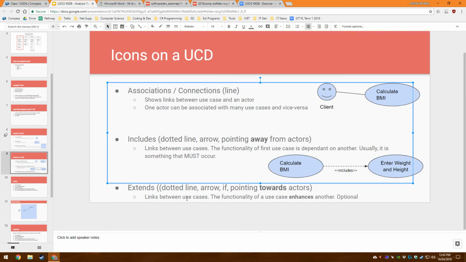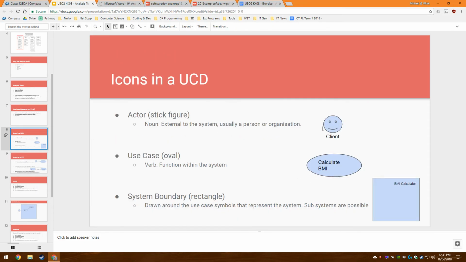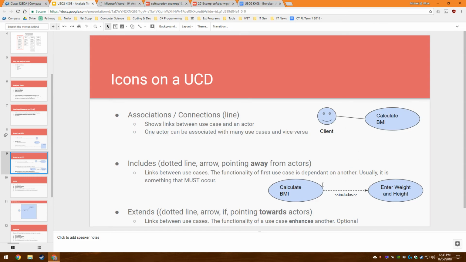You can see here, links between use cases. For extends, the functionality of a use case enhances another, and it's optional. Where it includes use cases, something usually must occur. So I cannot calculate the BMI unless I've also entered weight and height. Okay, that's all the icons, so the 1, 2, 3, and then I guess the association, so normal 1, 4, 5, and extends as 6.